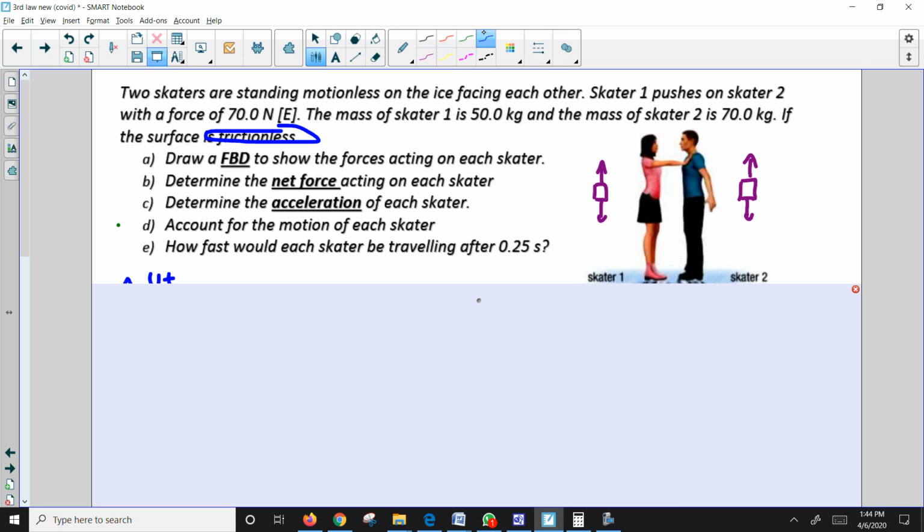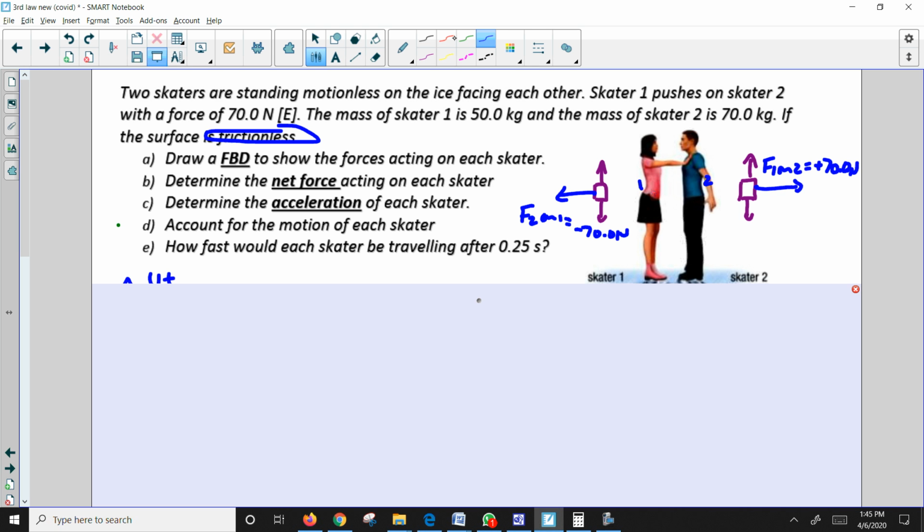So the major forces are what's happening with the two skaters. The first skater is pushing on the second skater in an eastward direction. I'm going to call this F1 on 2, and it's going to be 70 newtons to the east. Now, she's going to experience, according to third law, the same force but in the opposite direction, westward. So we'll label this F2 on 1, the force of skater 2 on skater 1, and it's going to be negative 70 newtons. The exact same size, but in the opposite direction.